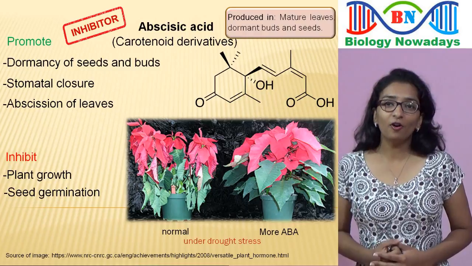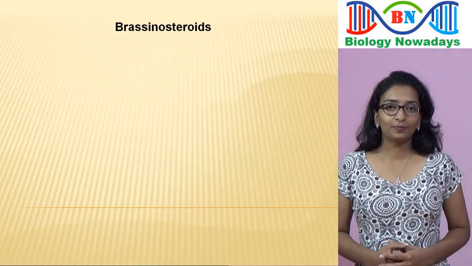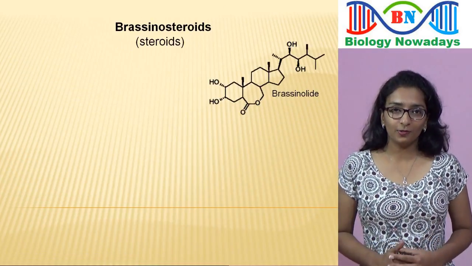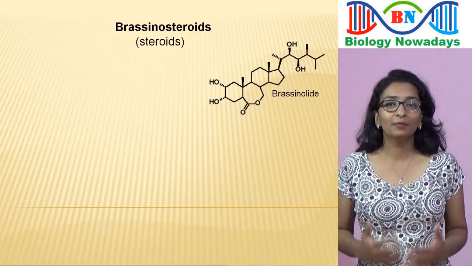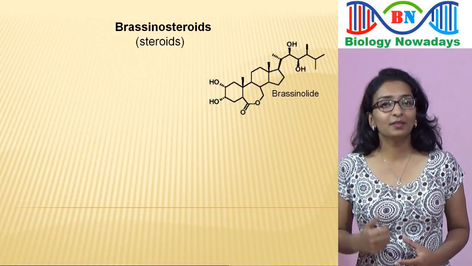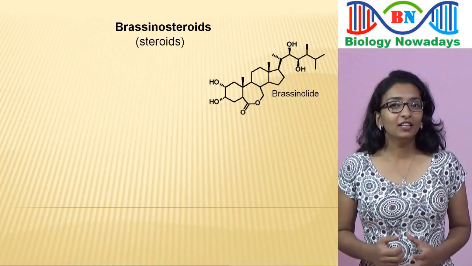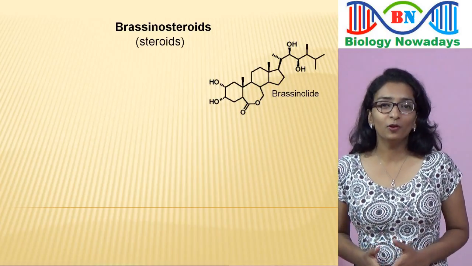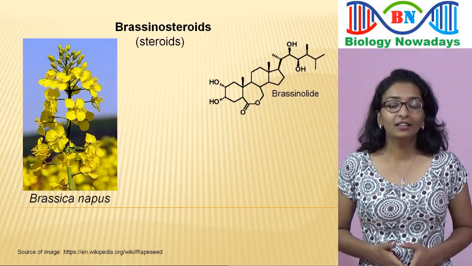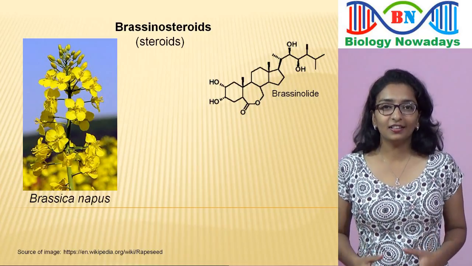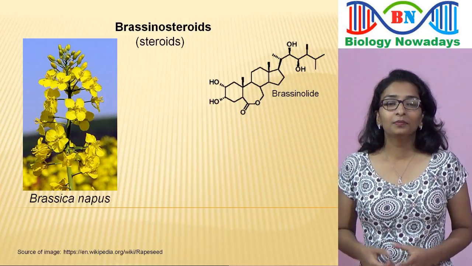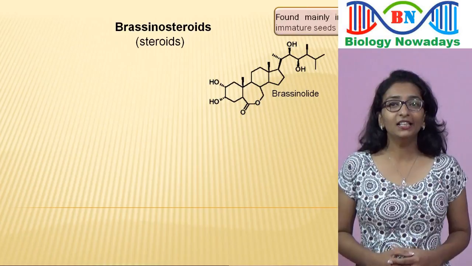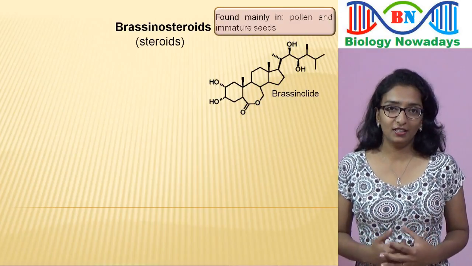The sixth class of hormones is the Brassinosteroids. They are steroid compounds. The most abundant among the Brassinosteroids is the brassinolide. It was first isolated from the pollen of Brassica napus, the rape plant from which we get the canola oil. Brassinosteroids are found mainly in pollen and immature seeds.